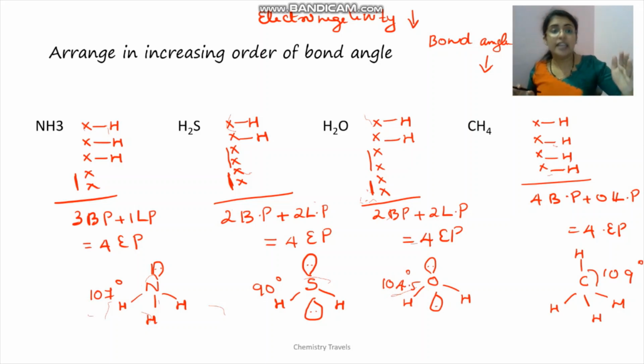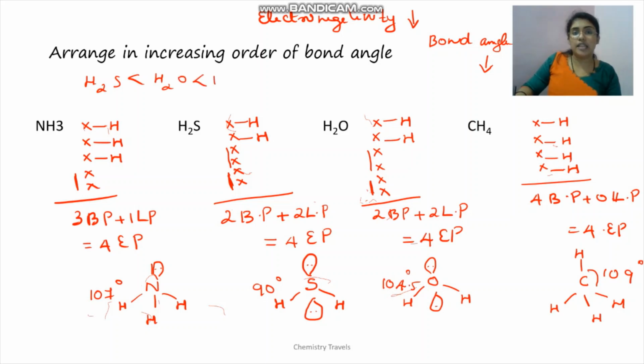Highest is methane, then it's ammonia because of 1 lone pair of electrons, then it is H2O because of 2 lone pairs and also higher electronegativity of the central atom. And finally it is H2S because of 2 lone pairs and the lower electronegativity of the central atom. So I can arrange this in increasing order: H2S the least, then comes H2O, and then comes NH3, and finally CH4. This is the order here.